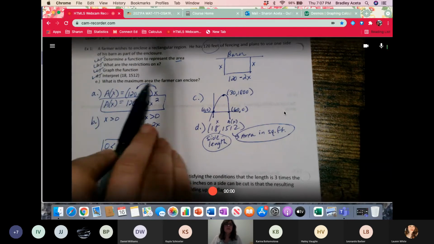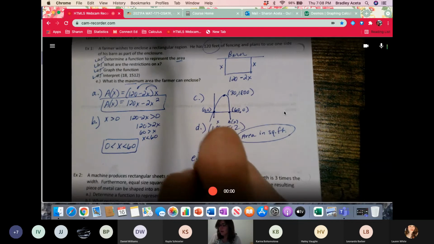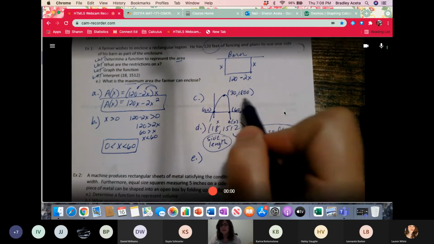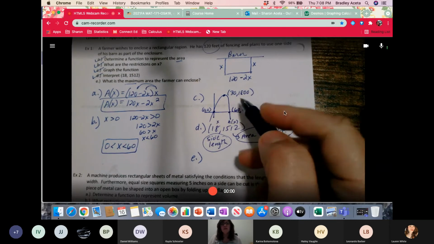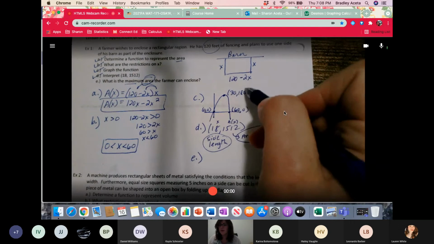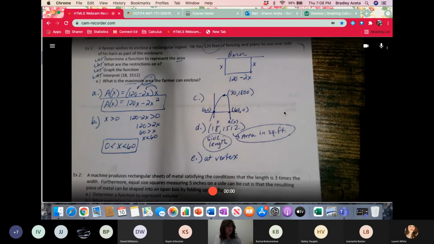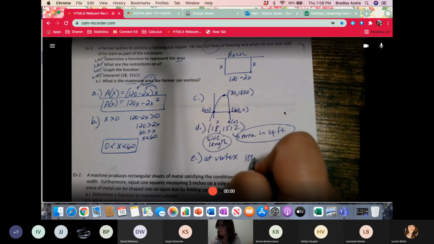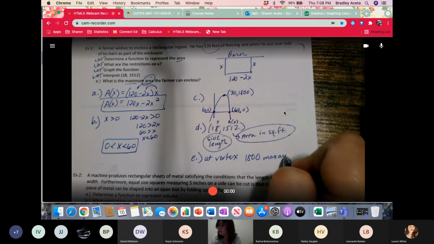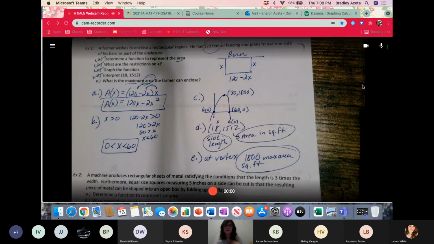And then part E says, what is the maximum, ooh, there's that word again, maximum area the farmer can enclose? Well, maximum, we know, refers to the max right here. The highest amount of area that the farmer can enclose would be right there at the vertex. It would be 1,800 maximum area, well, I should say square feet. And so that's how you do that one.